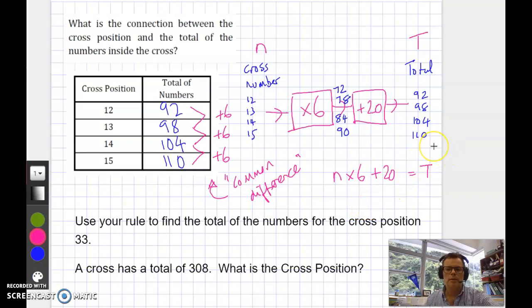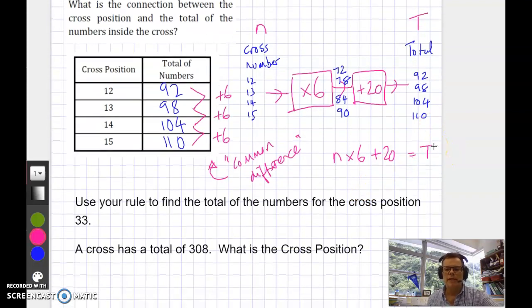Okay. Some of you, if you've got more advanced algebra, could write something like total equals 6n plus 20, but anything like that, either in words or in symbols like this, or in nice clear algebra like that, is absolutely fine. Use your rule to find the total of the numbers for the cross position 33.